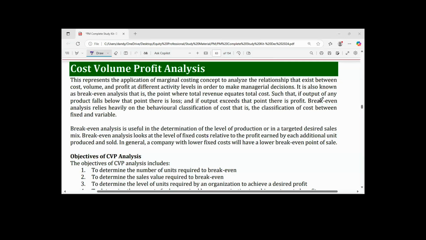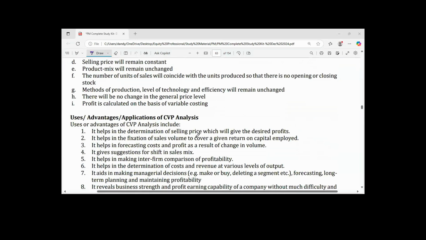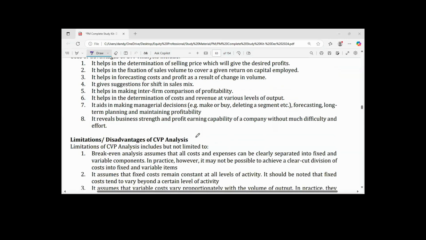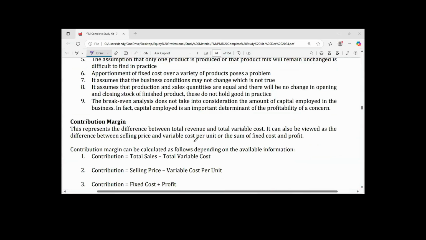What do you understand by contribution margin? Let's talk about contribution margin. Contribution margin represents the difference between sales value and total variable cost, or the difference between selling price and variable cost per unit, or the summation of profits and fixed cost. That is contribution margin. Let me say it again. Contribution margin represents the difference between total revenue and total variable cost. It can also be defined as the difference between selling price and variable cost per unit, or the summation of fixed costs and profits. That is contribution margin.